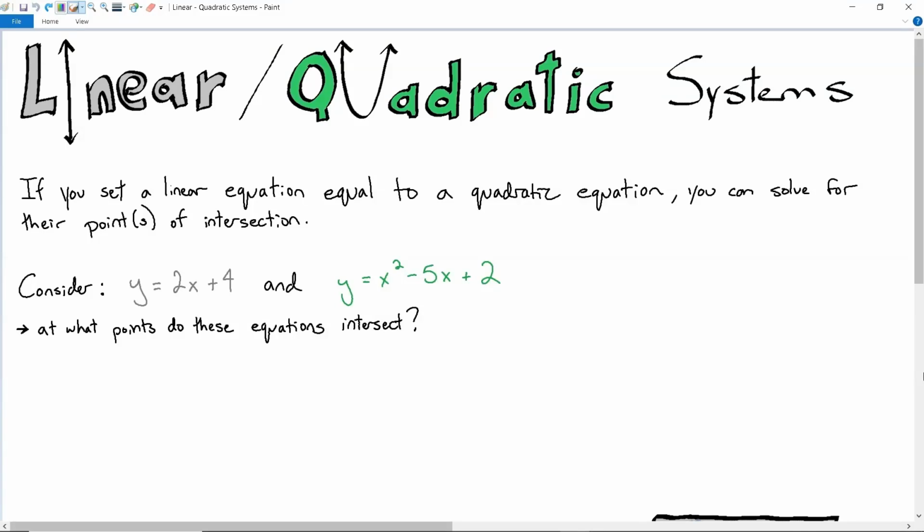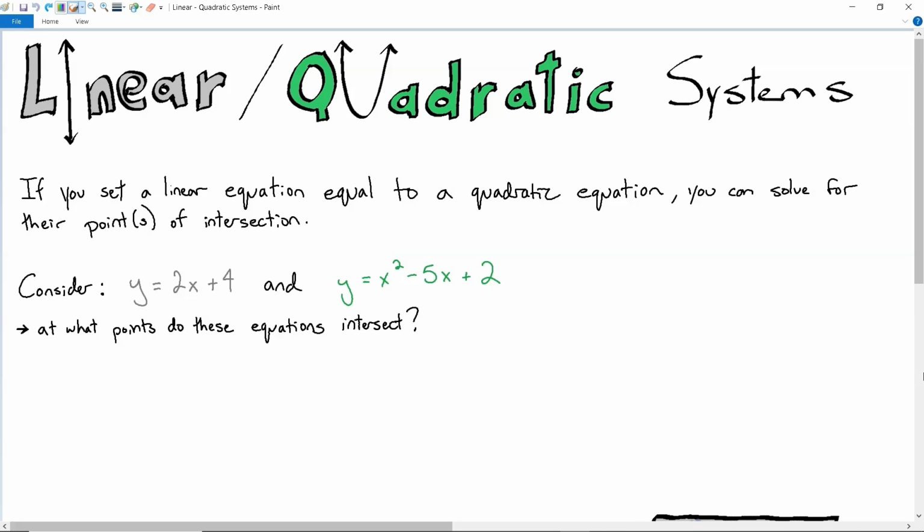Today I'm going to be looking at solving linear quadratic systems. Now, if you remember in grade 10 math, you were probably learning how to solve linear systems. So you would have two linear equations, and you're trying to figure out where those two lines intersect. And you could choose between using the method of substitution or elimination.